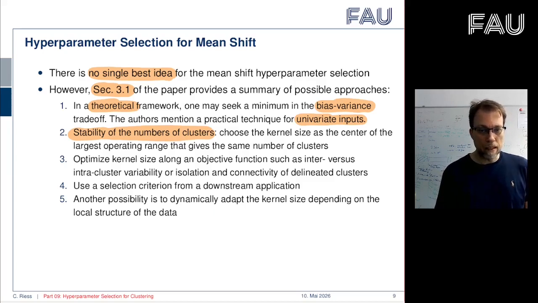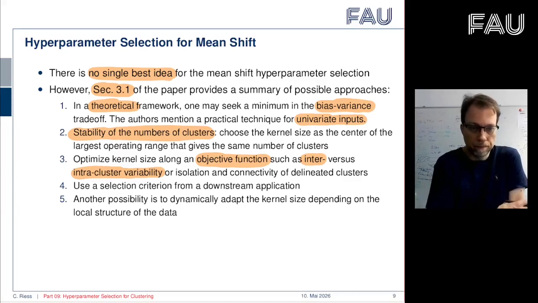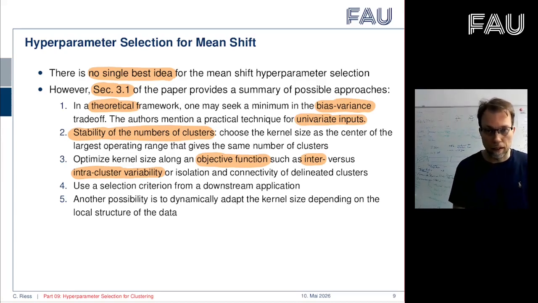Other possibilities would be to set up an explicit objective function. For example, you could say I'm optimizing inter-cluster variability versus intra-cluster variability. This goes a little bit in the direction of linear discriminant analysis, if you recall that from pattern recognition.